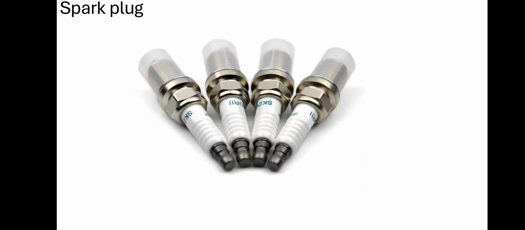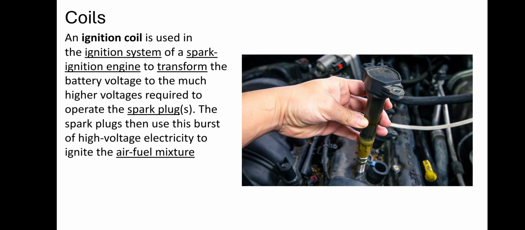So now let's see the other components of the engine and then the general vehicle anatomy. We have a spark plug in here, which produces the spark, and in 4-stroke or 2-stroke it doesn't matter. Then we have the coils, which produce the electricity. It has a primary side also. An ignition coil is used in the ignition system of a spark ignition engine to transform the battery voltage to the much higher voltage required to operate the spark plugs. The spark plugs then use these bursts of high voltage electricity to ignite the air and fuel mixture.